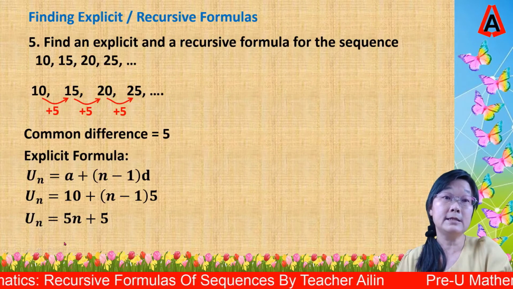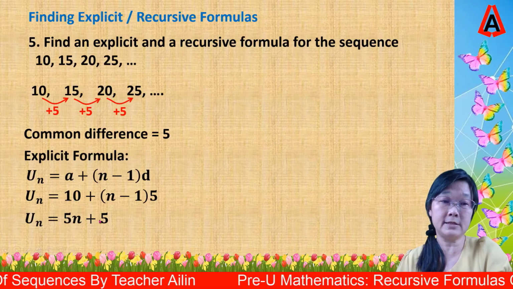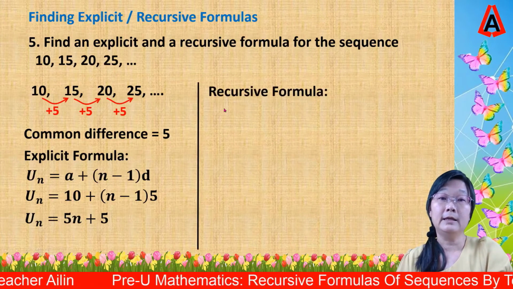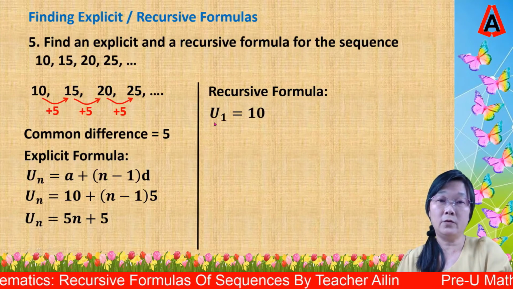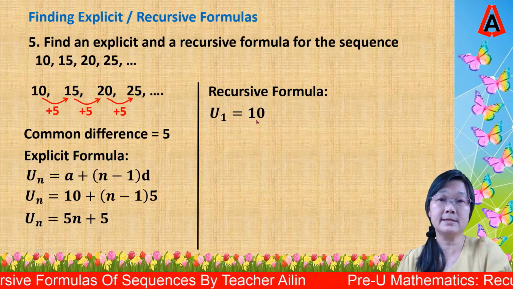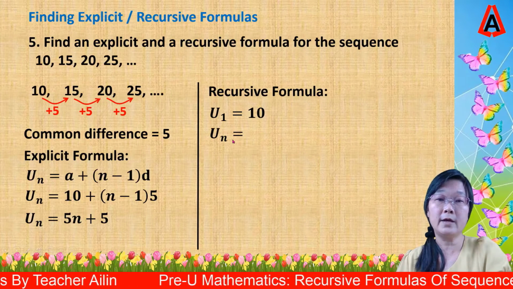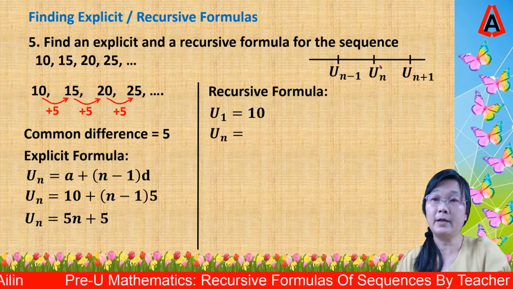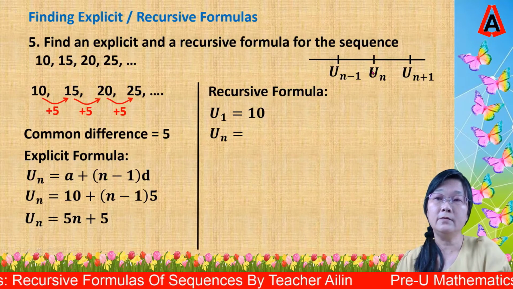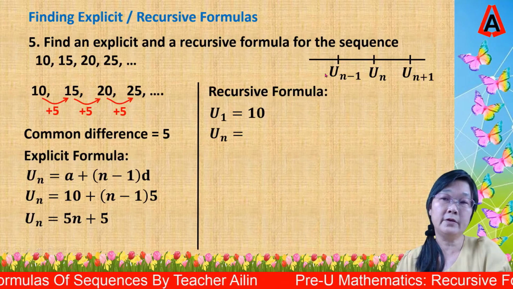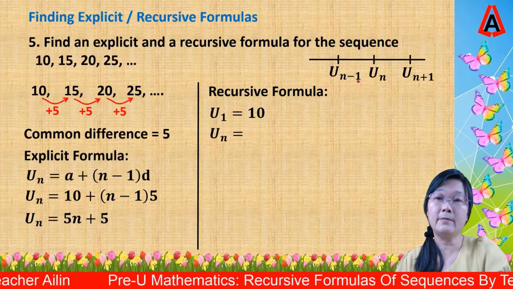So this is the explicit formula for the sequence. So next, for the recursive formula, we always start from the first term, that is 10. Then for the recursive formula for Un, when we look at the number line, Un will always depend on the previous term. So the previous term of Un is Un minus 1.